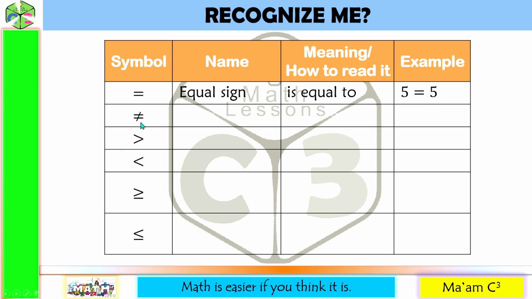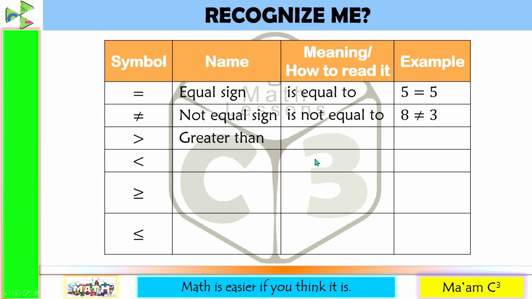This one here is not equal sign. So this is not equal to. For instance, we have 8 is not equal to 3. This one here is greater than. And it is read as is greater than. For example, 20 is greater than 11.